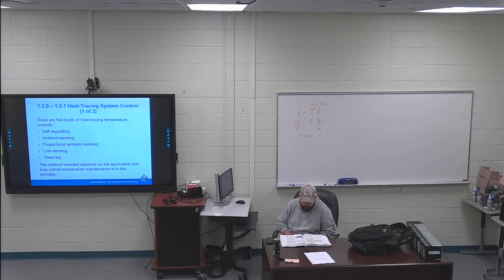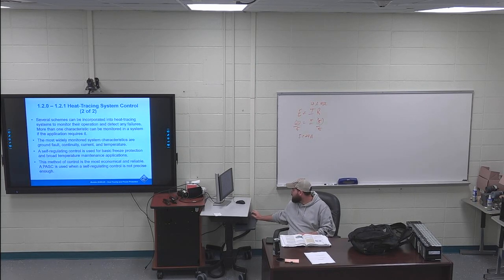So those are all different ways to control, and then different things that are monitored in order to deal with control would be that next set of bullet points, which isn't highlighted, but it is good to know. So the most widely monitored system characteristics: you can use ground fault, which is sensing for current leakage; continuity, to make sure that you have a connection from one end to the other; current, which would be another way of using CTs; and then temperature, just using temperature in order to go up or down.